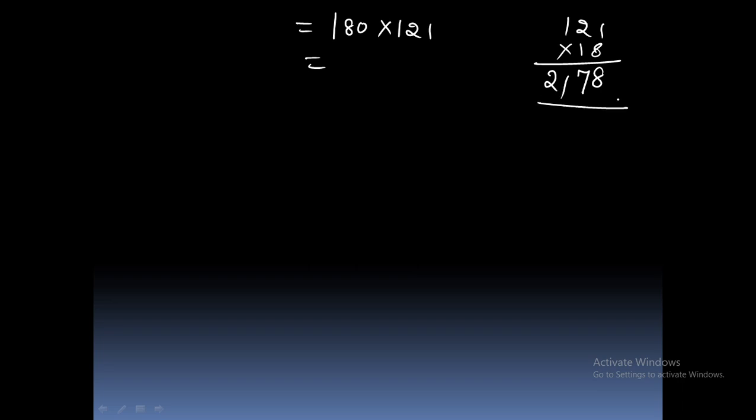After multiplying 180 with 121, 11 11s are 121. 121 multiplied by 18: 18 1s are 18, and 18 2s are 36 plus 1, 37. 18 1s are 18, 18 plus 3 is 21. Now the answer is 21,780. This is your amount.